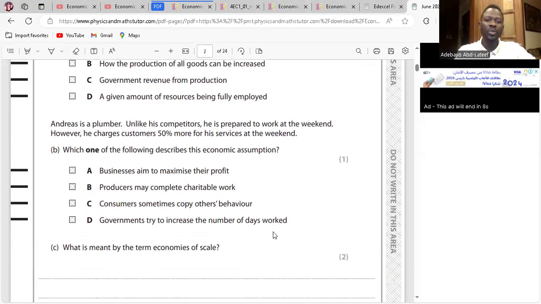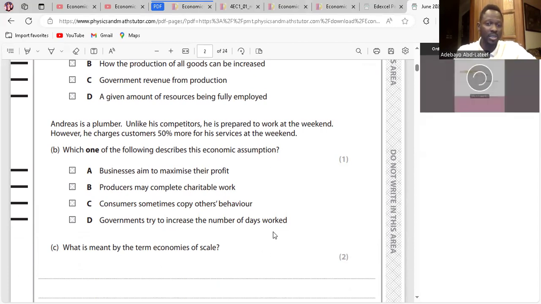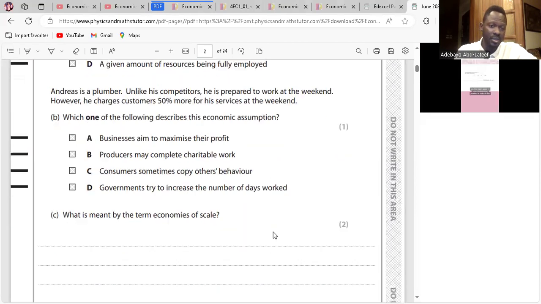Question 2. Which one of the following describes this economic assumption? Andre is a plumber. Unlike his competitors, he is prepared to work at the weekend. However, he charges customers 50% more for his services at the weekend. So he charges more, that means he wants to maximize profit. So businesses aim to maximize their profit. That's the answer, A, sorry.